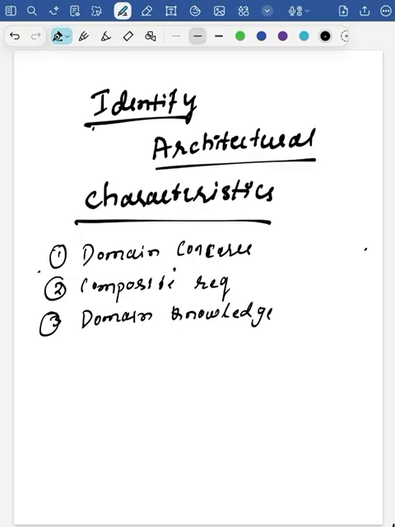Domain knowledge. Right? Now, there are two categories into which we can divide architectural characteristics. One, implicit. The other is explicit. Right? What are implicit architectural characteristics? They are not given in the requirement documentation. Right? They are derived architectural characteristics. They are derived from the stakeholder discussions, the business concerns, the composite architectural characteristics, and the domain knowledge of an architect. These are all implicit architectural characteristics.